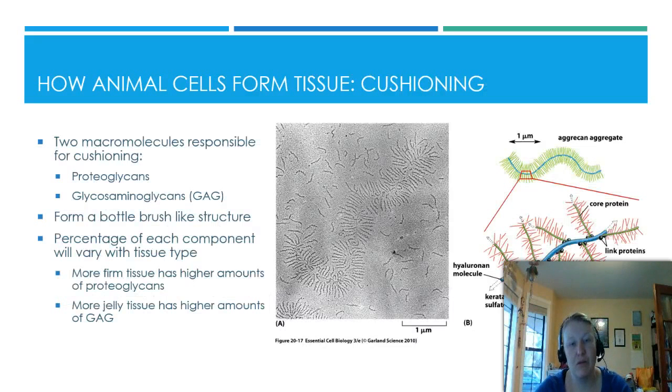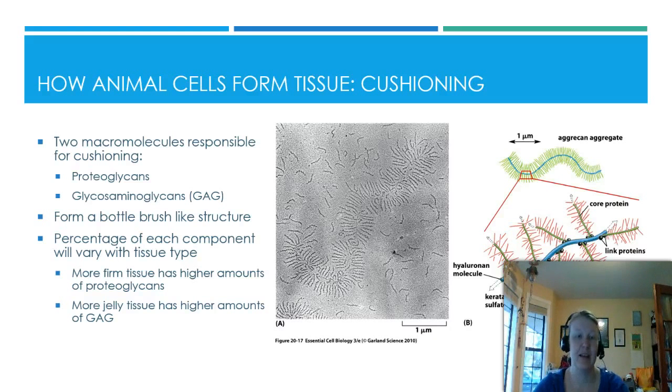As I mentioned, most of the space in tissue is the ECM. And it's just there, it's not filled up with cells. And so what we need to fill in the gaps is this cushioning, and it's a gel. There are gels and proteins that help do that. So you have the two macromolecules. We have the proteoglycans and the glycosaminoglycans, which is GAG. And you can see those here on this slide. And they form this kind of bottle-brush look.